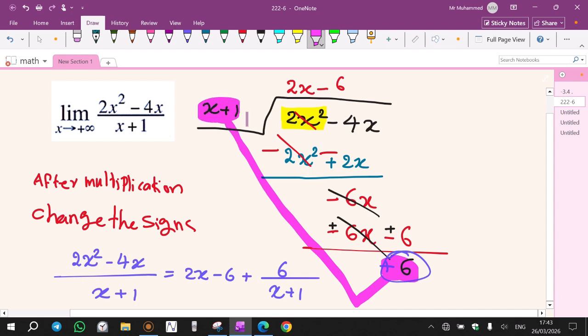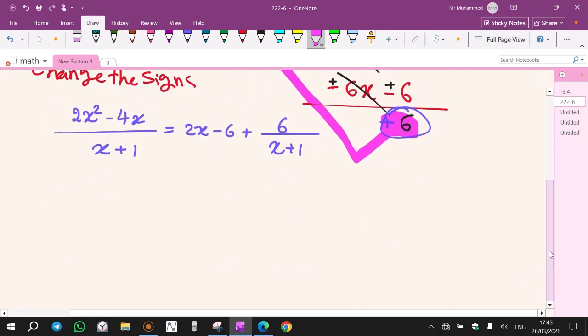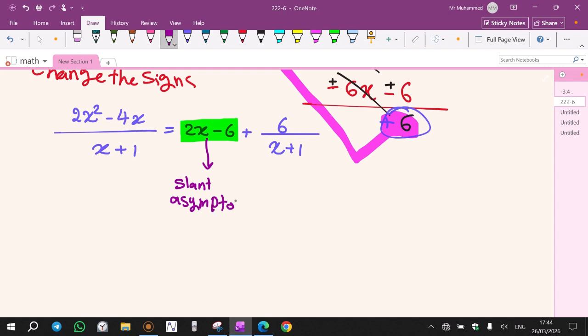6 divided by the divisor x plus 1, or we can say same denominator, 6 is the remainder. What is slant asymptote? We have been talking about slant asymptote for so long. This linear function, this linear part alone, this is slant asymptote. This green highlight is slant asymptote, okay?